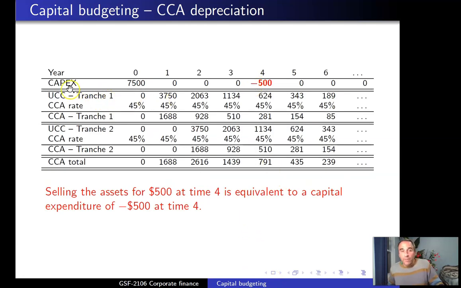So here's the example. So capex, $7,500 at time 0 minus $500 at time 4. So what does that mean, minus $500? So this is an expenditure. So minus $500 means the assets are sold. It's a negative expenditure, which means cash comes into the firm.